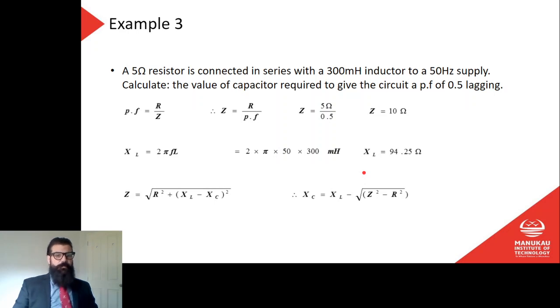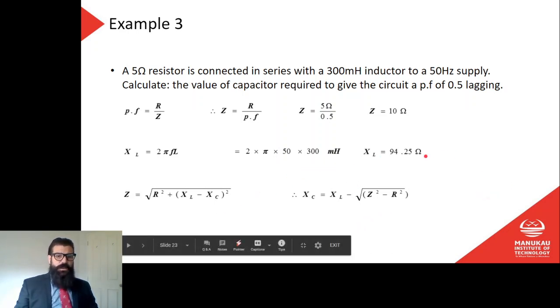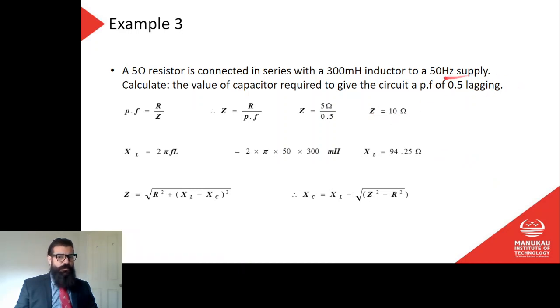Example number 3. A 5 ohm resistor is connected in series with a 300 millihenry inductor. Remember, this is millihenry, so we're going to need to convert those if we're using them in an equation. 300 millihenry inductor into a 50 hertz supply. We need to calculate the value of the capacitor required to give the circuit a power factor of 0.5 lagging.